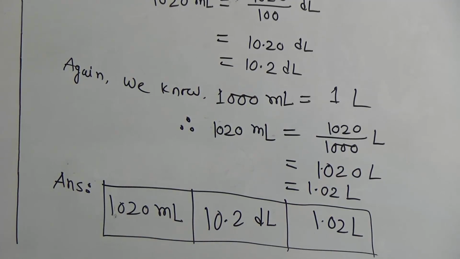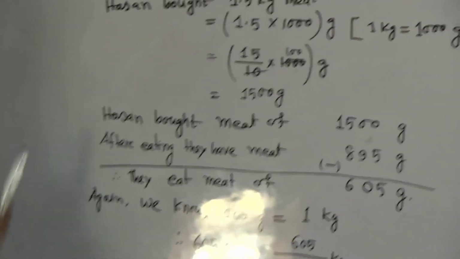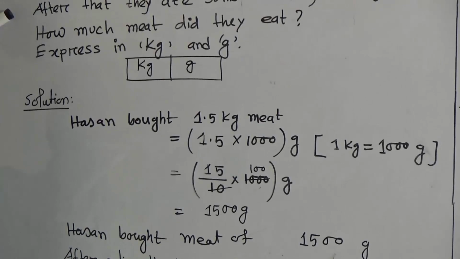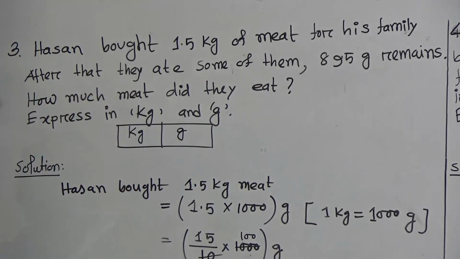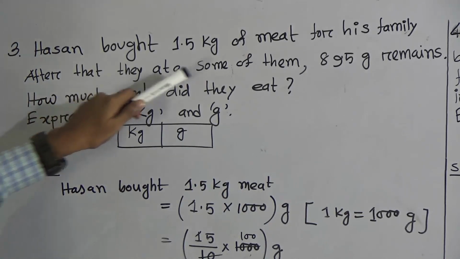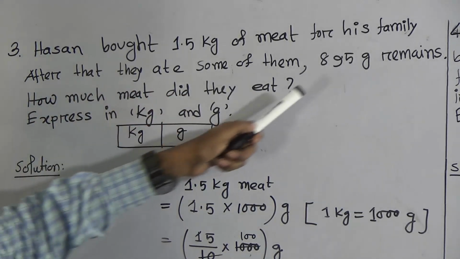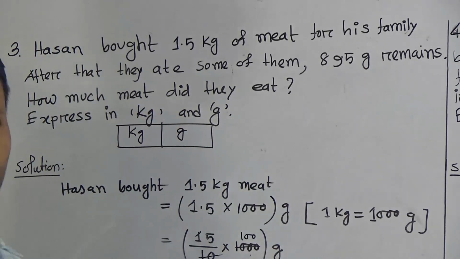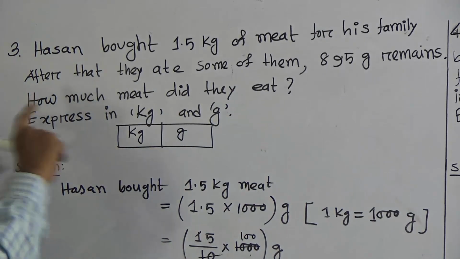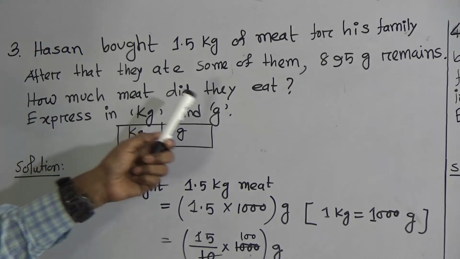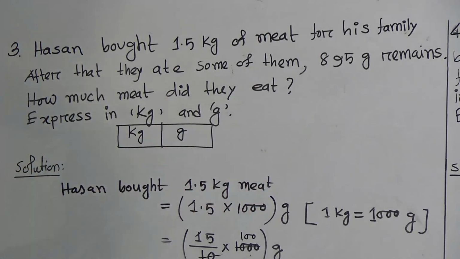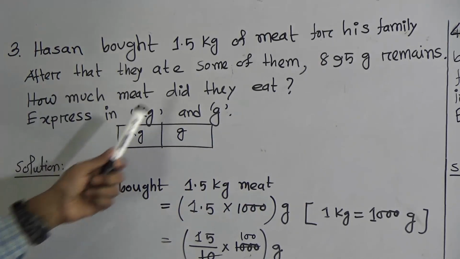Okay student, look, suppose question number 3. Hassan bought 1.5 kg of meat for his family. After that they ate some of it. 895 gram remains. You see the question. The question is told to you conversely. Okay. Now how much meat did they eat? Expressed in kg and gram.